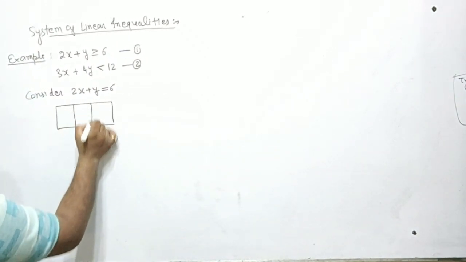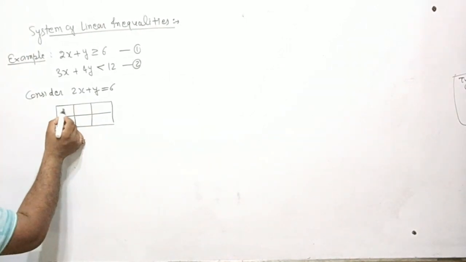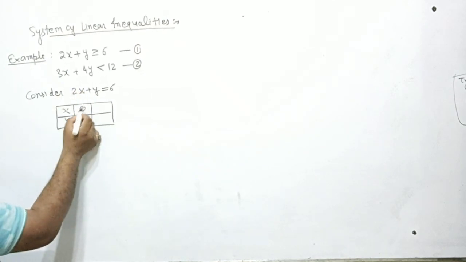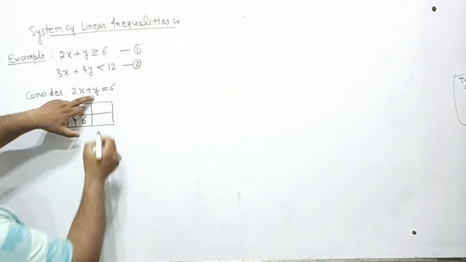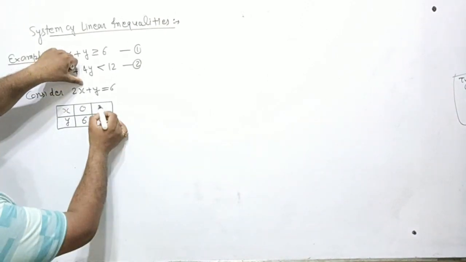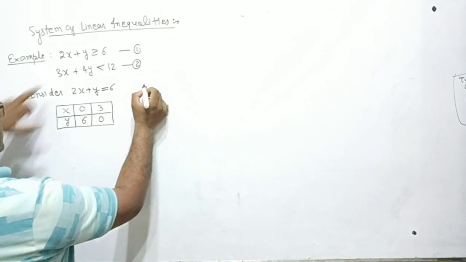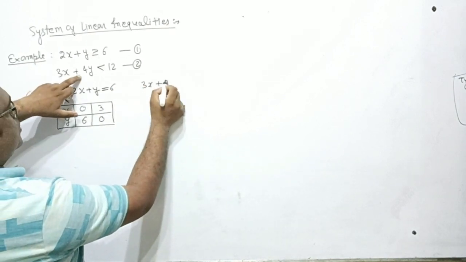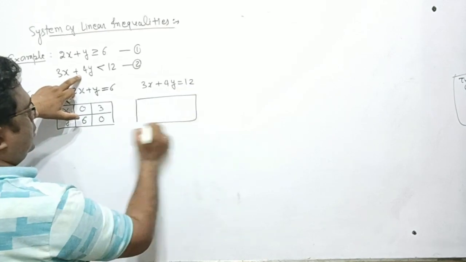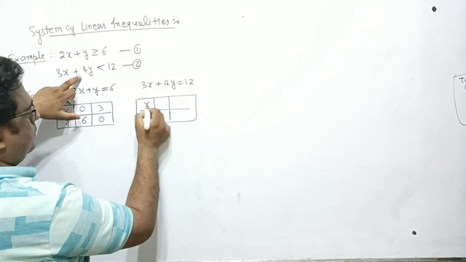In the table, you have to find at least two coordinates. Suppose I take 0 in place of x, then y will be 6, and if I take 0 in place of y, then x will become 3. Similarly, you consider the second equation, 3x plus 4y is equal to 12. And in the same way, get 2 points for this also.